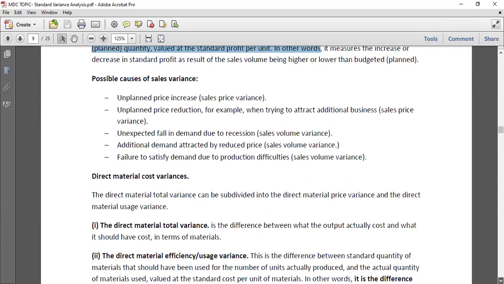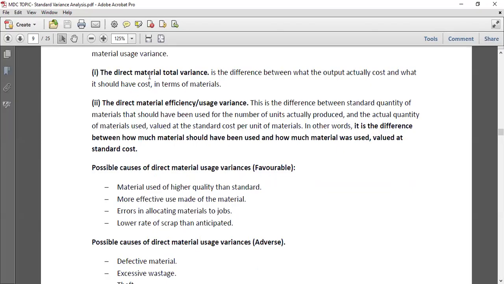And then if it comes to, let's say, materials, remember, they have told us the material total variance is the difference between what the actual output costs us and what it should have cost us in terms of materials. We're able to also determine that using what we have.